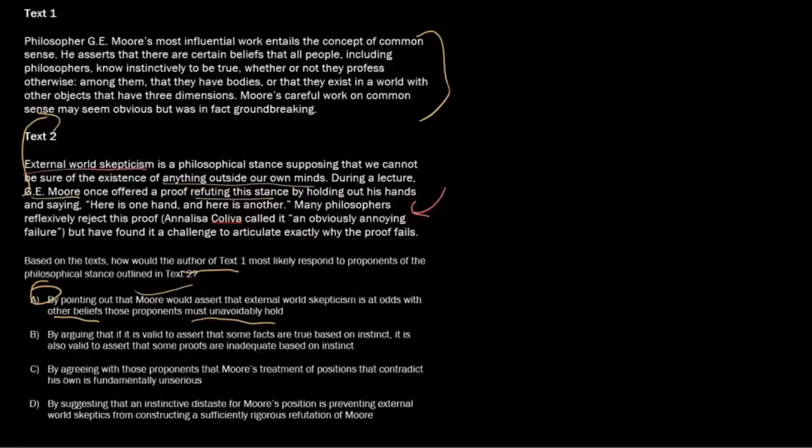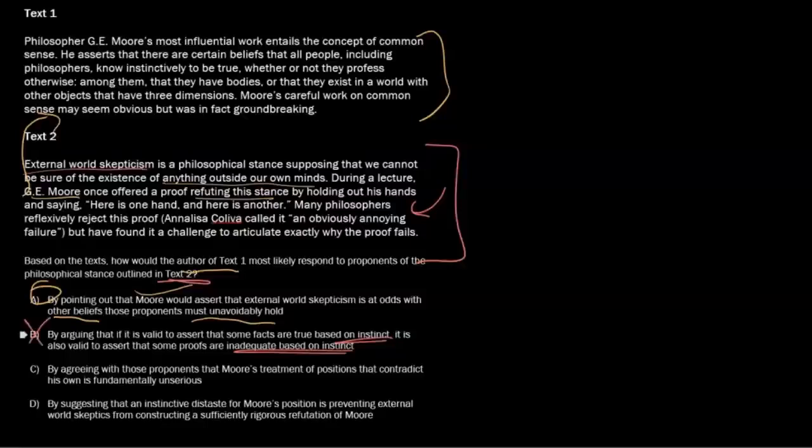Now this is pretty philosophical, right? We're getting kind of deep here. But by B, okay, so by arguing that if it is valid to assert some facts are true based on instinct, it is also valid to assert that other proofs are inadequate based on instinct. Well, this isn't really what he's offering up, okay? There's not too much on instinct here. The main choice is definitely not on instinct, and this one doesn't even really mention instinct, right? So he's not going to respond to text 2 by talking about instinct when text 2 didn't even talk about instinct.